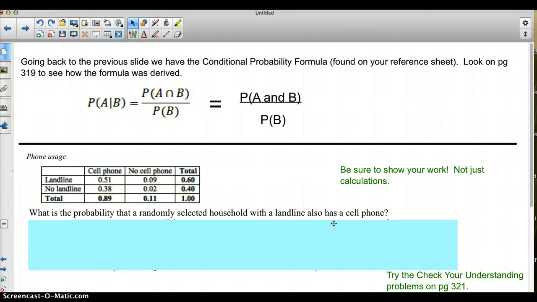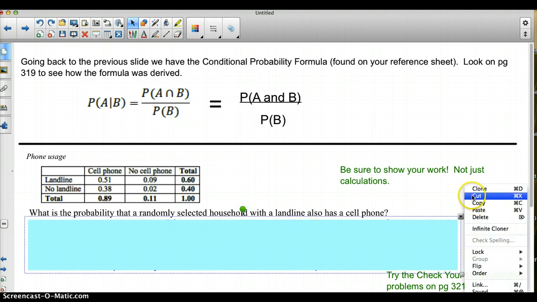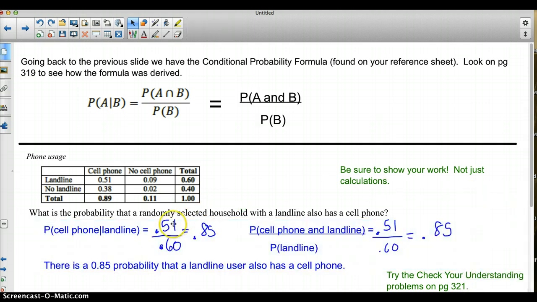Okay, so hopefully you've gone through and you've done your work. Remember, just show your work. Don't just put the answers down, because you're not going to get full credit on a free response question on the AP test. So you can have two different options here for showing your response. We have the probability of a cell phone given a landline. So we have the cell phone is 0.51 from here. Remember, we already know that we have a landline.